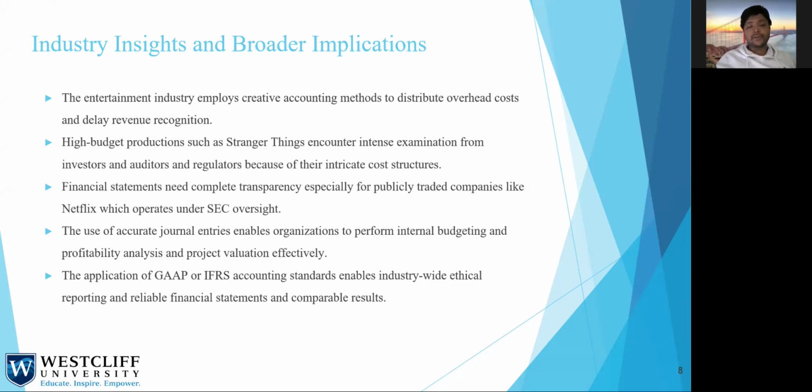Accurate journal entries enable the organization to perform internal budgeting, profitability analysis and project valuation effectively. The application of GAAP or IFRS accounting standards enables industry-wide and ethical reporting, with reliable financial statements and comparable results as well.